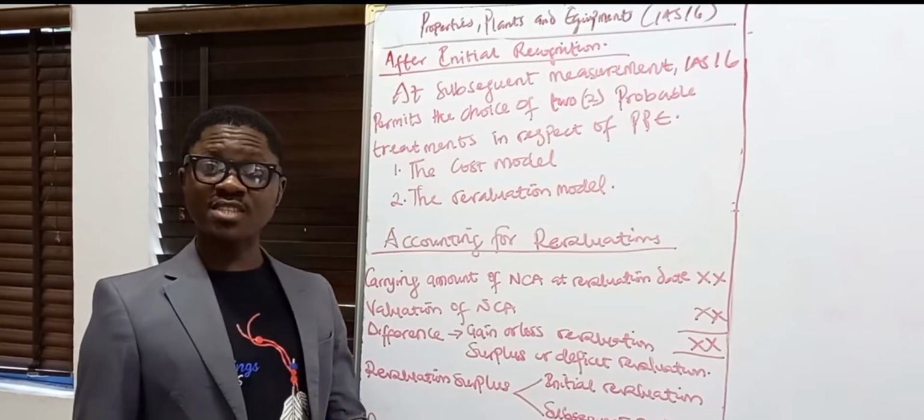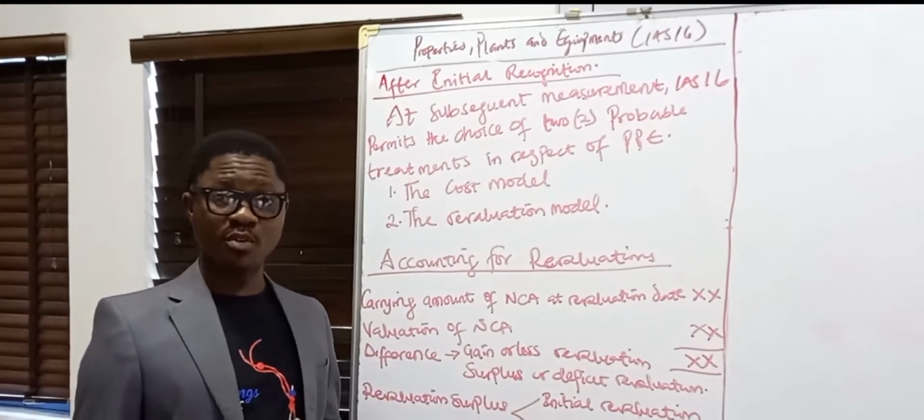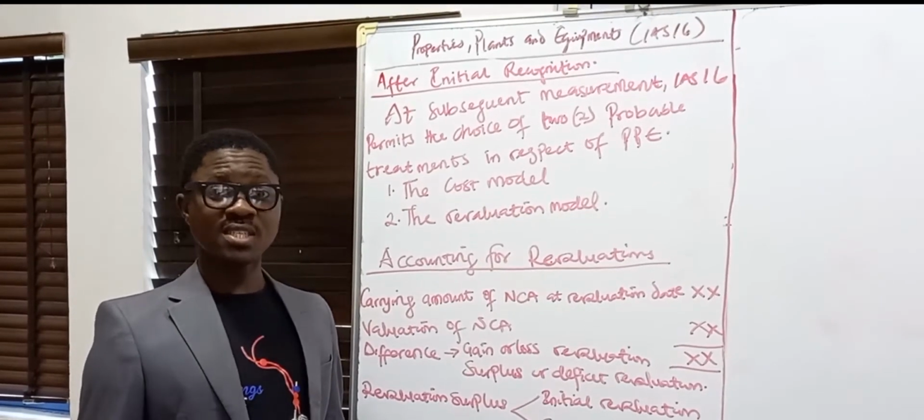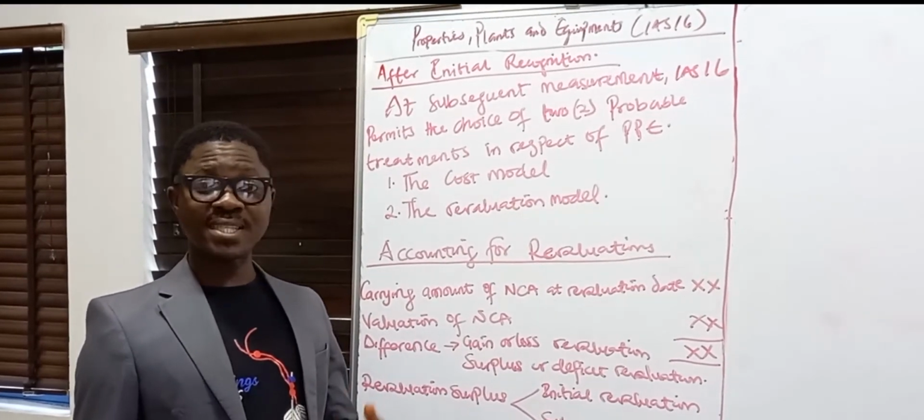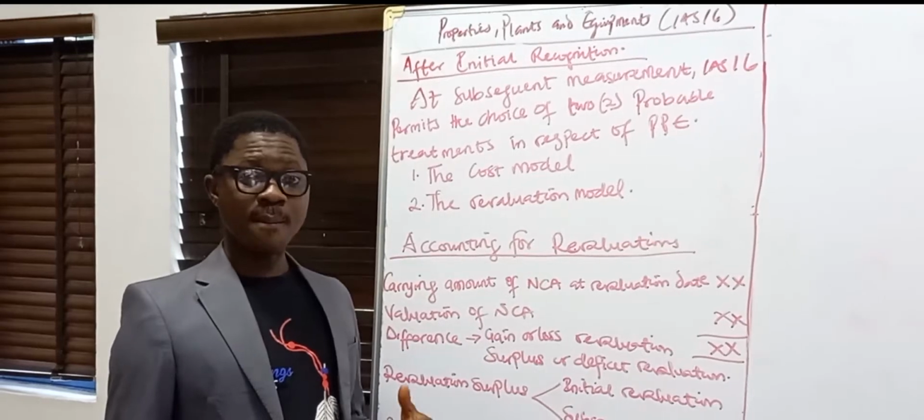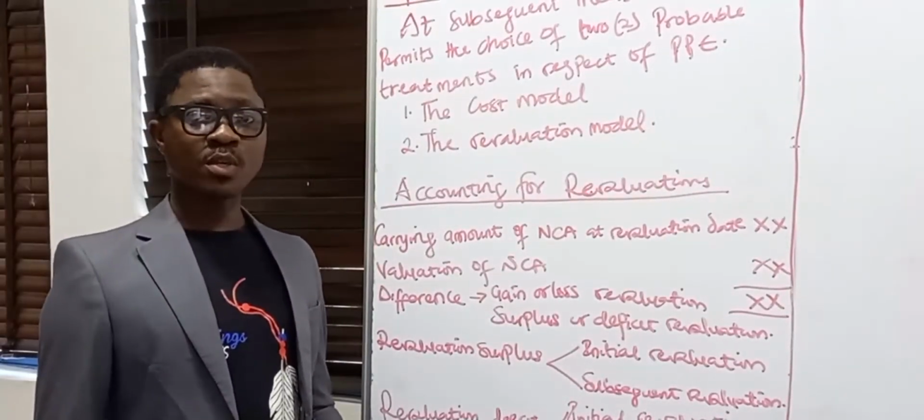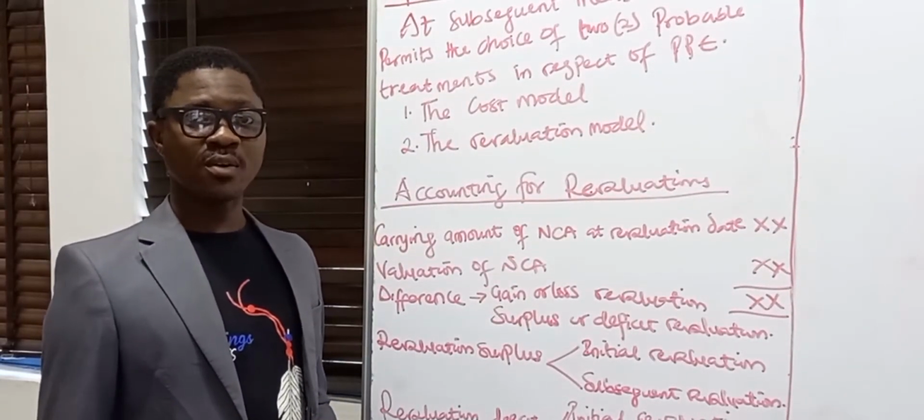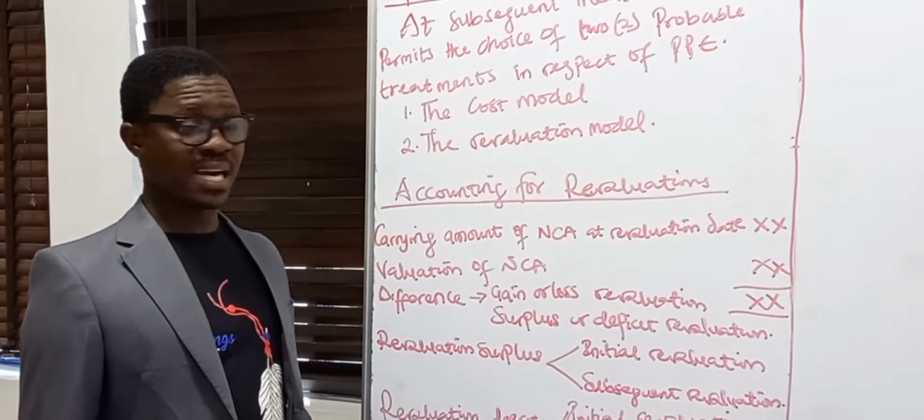I will talk about the accounting treatment of property, plant, and equipment at initial recognition. It is also important to talk about the accounting treatment at subsequent measurement. So, at subsequent measurement, two models are permitted by IAS 16. And what are the models?